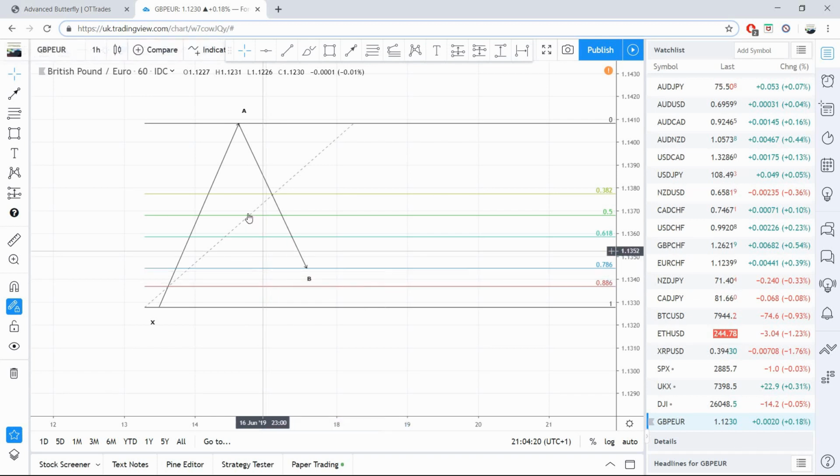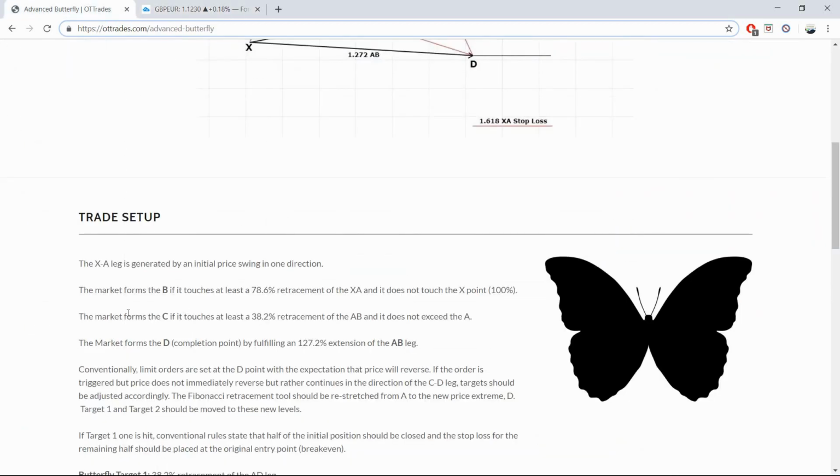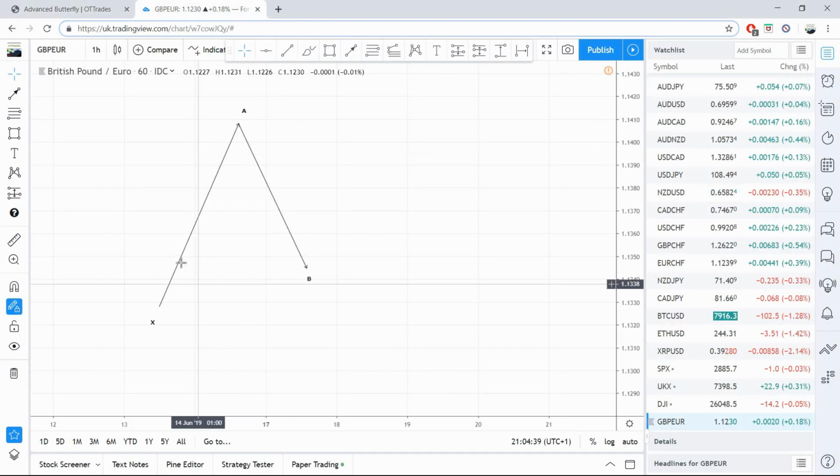And now moving on to the C point. So the market forms a C point if it touches at least a 382 retracement of the AB leg now. So no longer on XA, we're on the most recent leg, and that's the AB leg, and it does not exceed the A point. So again, that's going to be 100%. So we're now moving on from this price swing to work out the B retracement. We're now moving on to the next price swing, this A to B leg, to work out the C retracement.